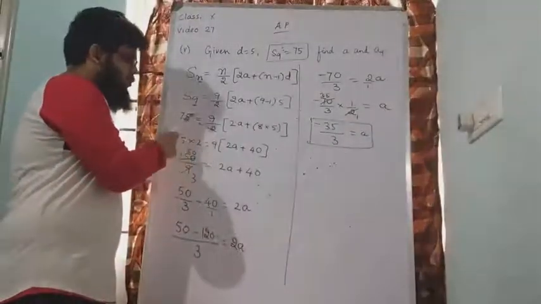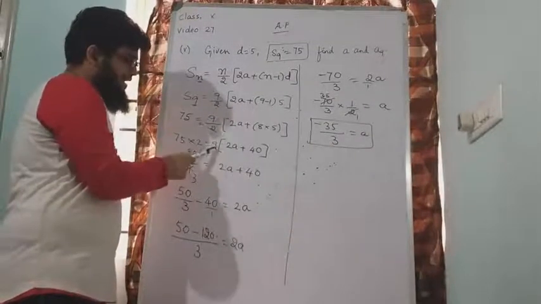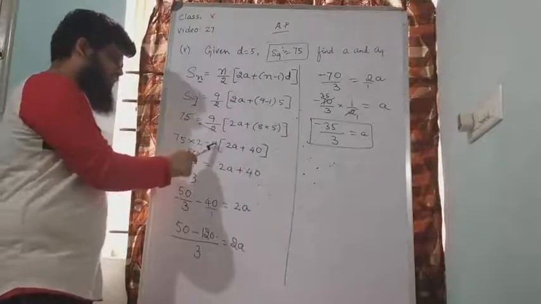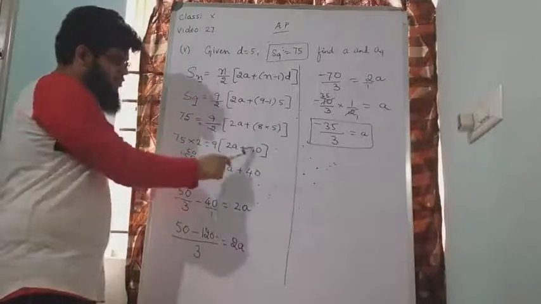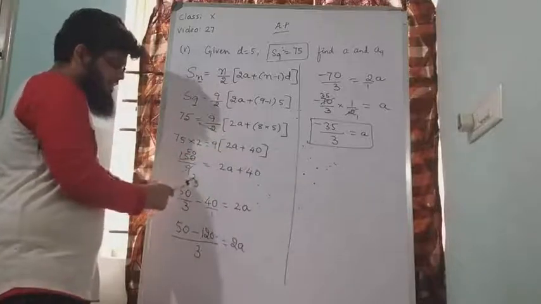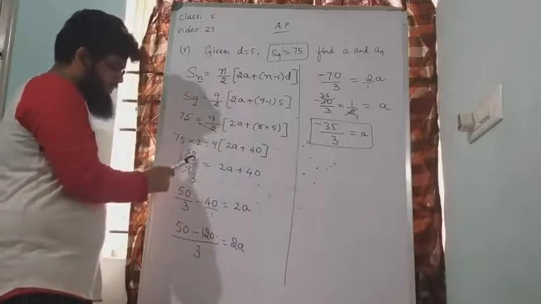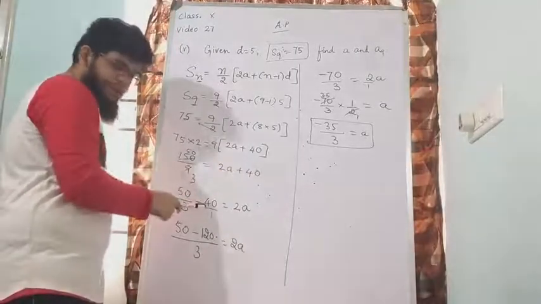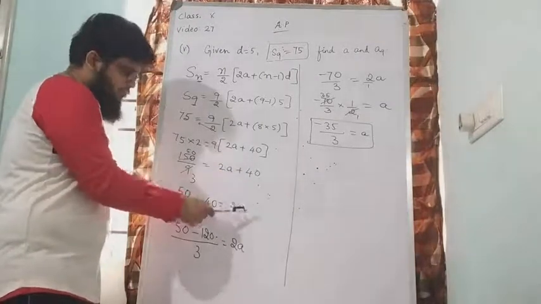75 divided by 2 on the other side becomes into 2. 9 into 2a plus 8 5s are 40. 75 2s are 150. Into 9 becomes divided by 9 equals 2a plus 40. 3 3s are 9. 3 5s are 15. And 0 as it is, so it becomes 50 by 3. Plus 40, if you take it on the other side, becomes minus 40 is equal to 2a.